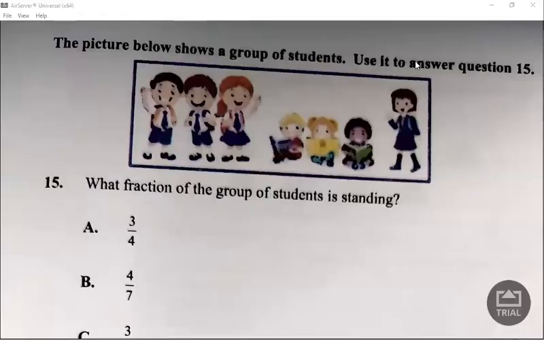All right, let's look at number 15. The picture below shows a group of students. Use it to answer question 15. What fraction of the group of students is standing? All right, so we have 1, 2, 3, 4 persons standing. So it's 4 out of a total of 1, 2, 3, 4, 5, 6, 7. So 4 out of 7 is standing.